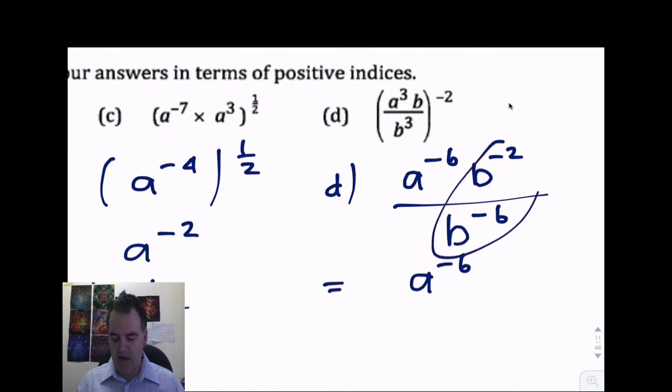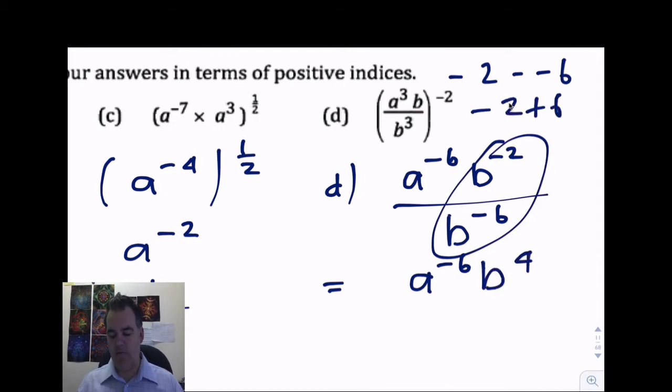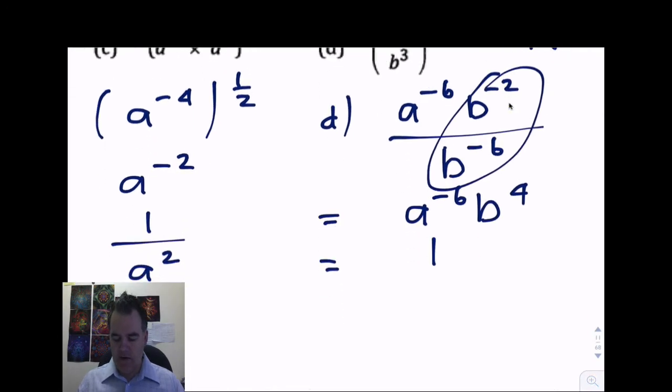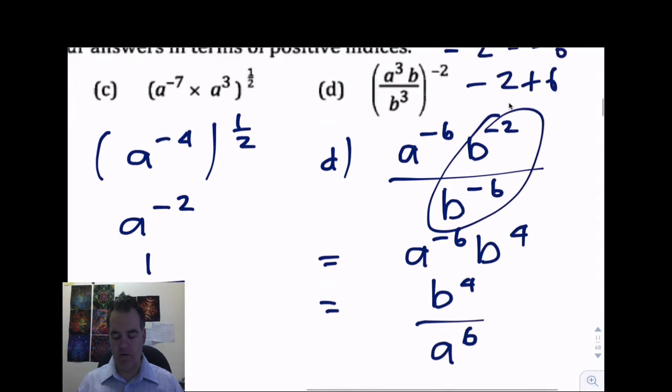The b's, that's nasty. You could subtract the powers, right? Let's think of it that way. -2 subtract -6 is -2 plus 6, which is 4. So we've got b to the power of 4 on the top line. A to the power of -6 on the top line will become a to the power of +6 on the bottom line. So there's my final answer, b to the power of 4 over a to the power of 6.